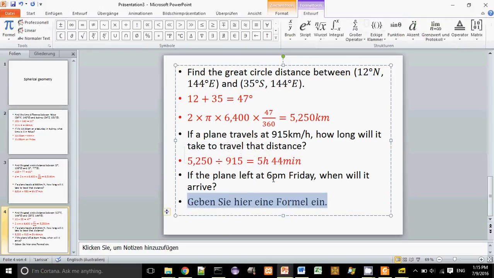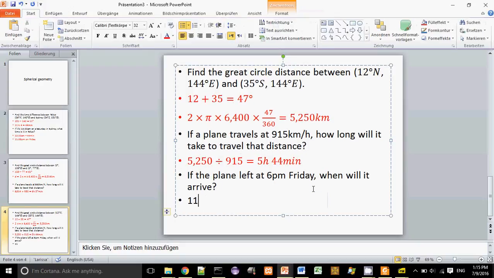The answer is really easy. 6 p.m. plus 5 hours 44 minutes. So it'll be 11:44 p.m. on Friday. Just later that night. Nothing fancy about that.